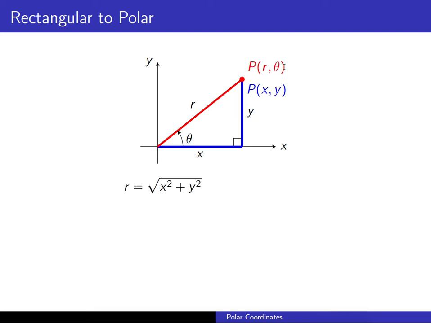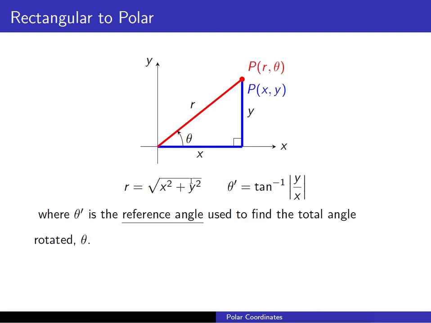So again, keeping in mind from some of the things we talked about in the past, the value of r is going to be the square root of x squared plus y squared, so Pythagorean theorem, and theta prime is the inverse tangent of the absolute value of y over x. So theta prime is the reference angle that is used to find the total amount that we rotated theta.